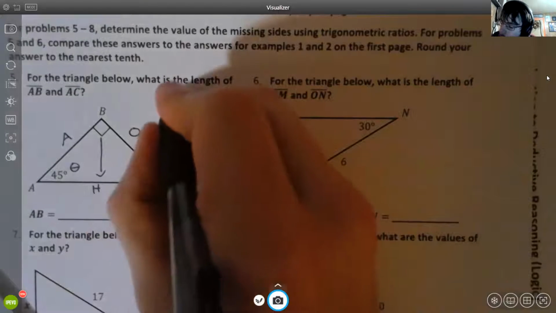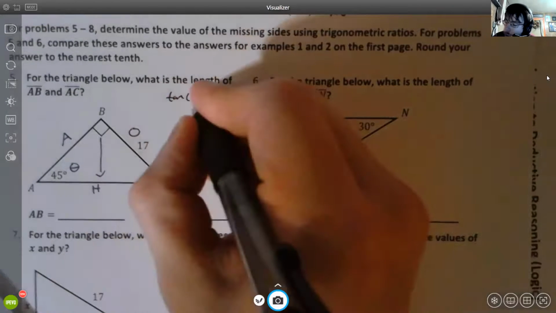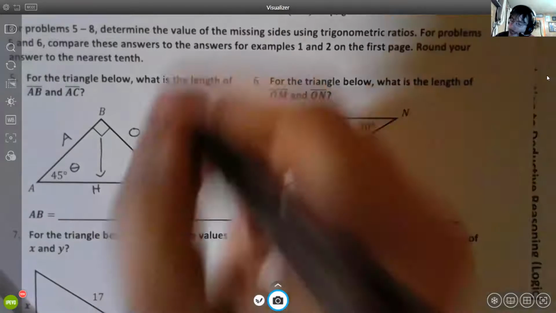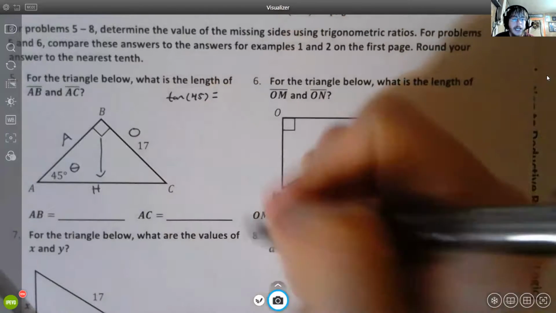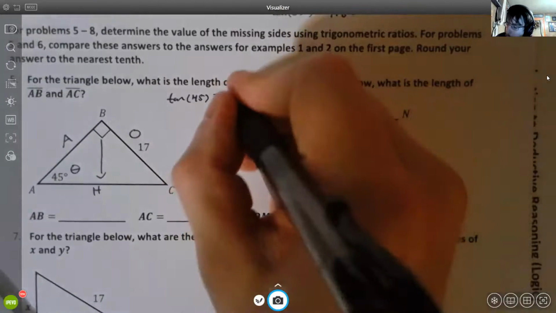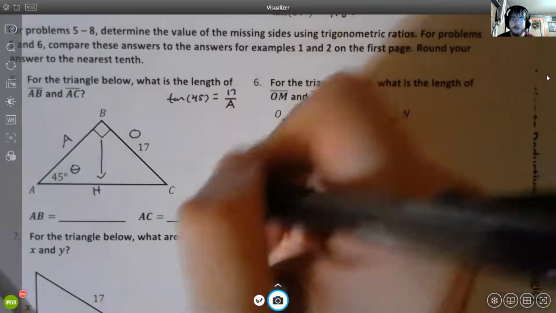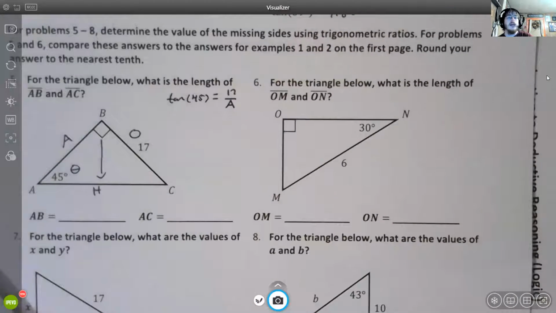So we're going to write tangent, and then in the parentheses, we're going to put our angle, which is 45. Tangent is defined as O over A, so O is 17, divided by A, which is just A. And now we can find these. Now, I did this a little bit differently in class, so I'm going to show you, and I'll show them later. But we're going to use cross multiplication here to solve this.